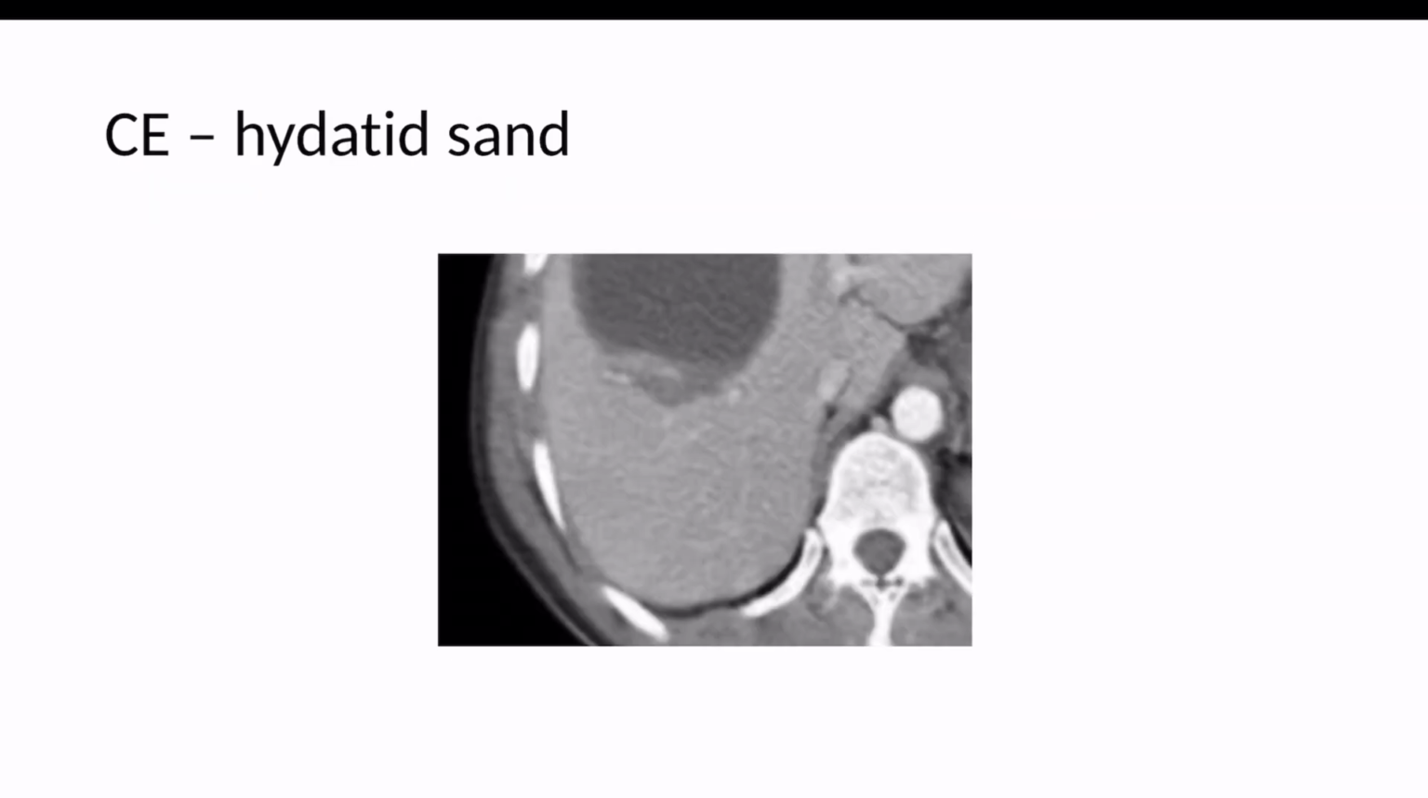Now if you go into the second stage, when the protoscoleces start forming, they collect in the cystic fluid like a sediment at the bottom, and this is called hydatid sand. In ultrasound, if you change the posture, the location of the sand will also change as per gravity. This is very typical, again diagnostic of the CE stage of hydatid cyst.